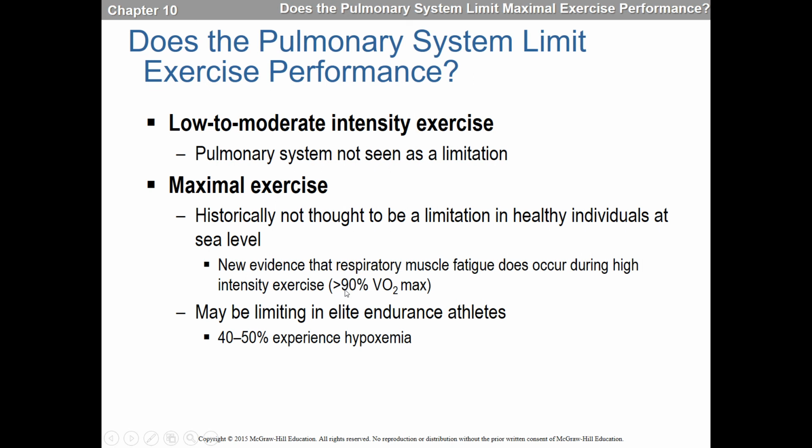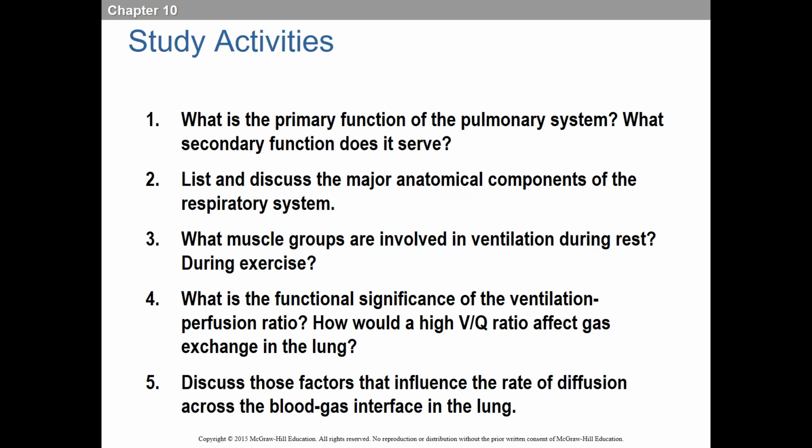And then the question of does the pulmonary system limit exercise performance? Not really, and throughout most of history it wasn't thought to be a limitation, but in elite endurance athletes it certainly could be. This is likely due to the very fast pulmonary capillary transit time, where red blood cells or hemoglobin don't have sufficient time to get saturated with oxygen, so that whenever they're circulating, they're essentially at a low oxygen level the entire time.